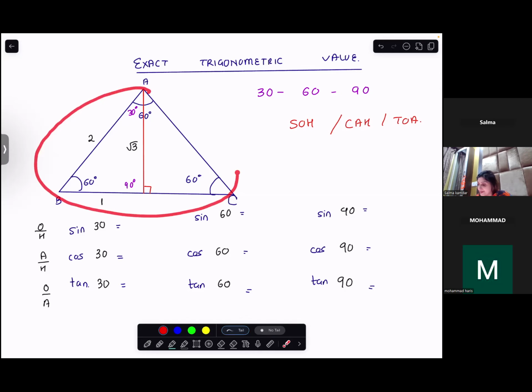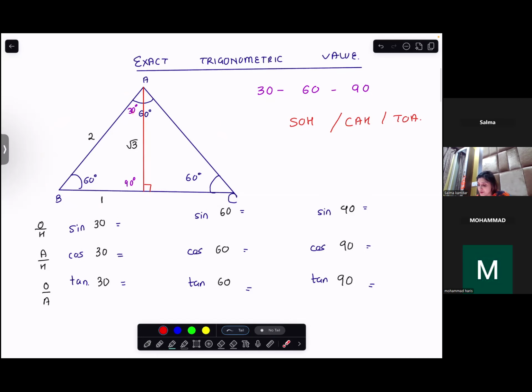My equilateral triangle. Whenever you have to find something using 30, 60, and 90, you make an equilateral triangle, divide it into half, and you make it a 30, 60, 90 triangle. Okay? So the side opposite to 30 would be 1, the side opposite to 90 would be 2, and the side opposite to 60 would be root 3. You can also use Pythagoras if you want, but we do it like this. I hope you're with me.